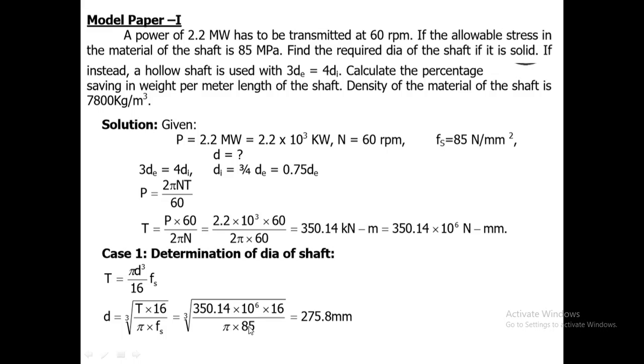Directly 85 is given, and the torque is given in Newton millimeter, as we just found out. We substitute that and we'll get the value of d in terms of the cube root of the torque, so we get the diameter of the shaft. It's very simple. Just remember the power equation and the torsion equation with respect to the shear stress and diameter.